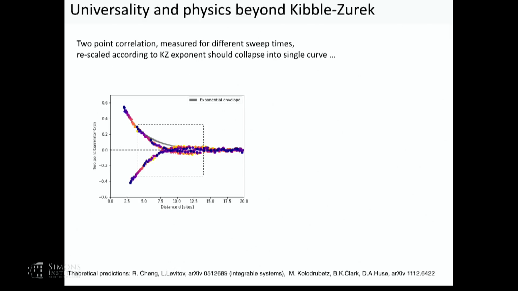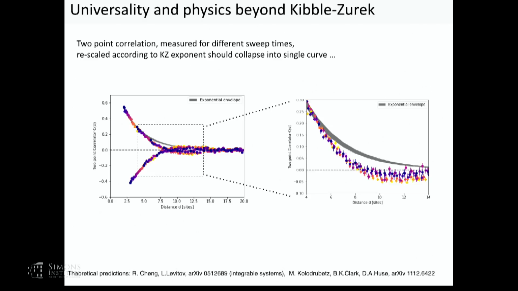So actually, let me zoom it up for you. Here, even though all of these data points collapse to each other, they clearly deviate from the exponential, and in fact, the correlation becomes negative. So we were very puzzled initially. But it turns out that there have been some predictions of this effect, and it really shows that this Kibble-Zurich picture is the right picture, but it's only a very coarse-grained picture.